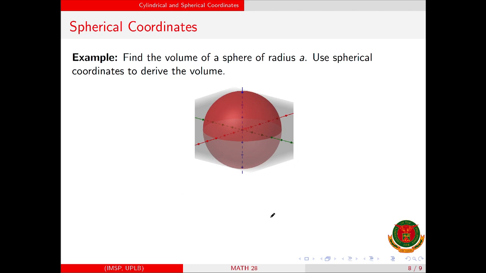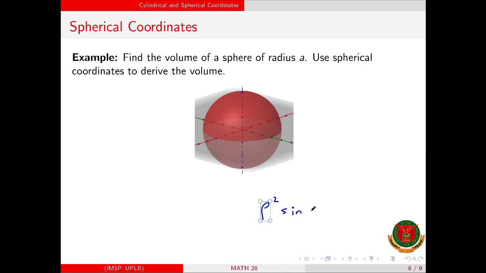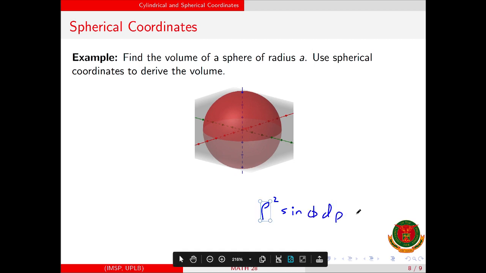Take note, our dV is, again, rho squared sine phi d rho d theta d phi. Now let's look at the bounds for the innermost integral, and that is governed by this variable rho.